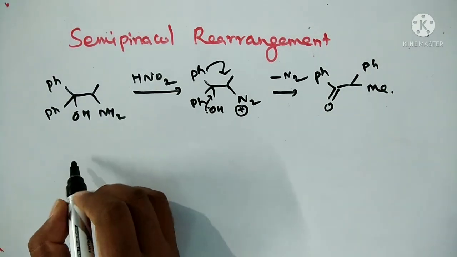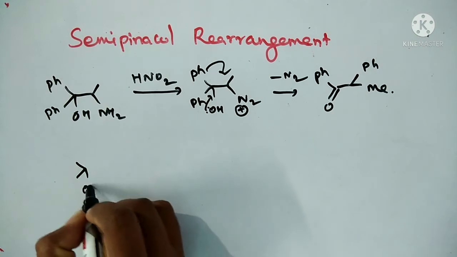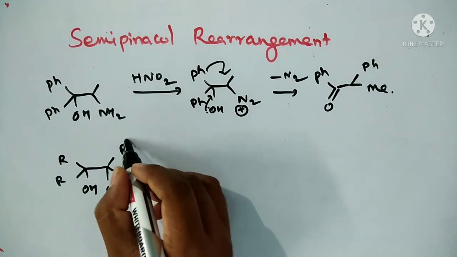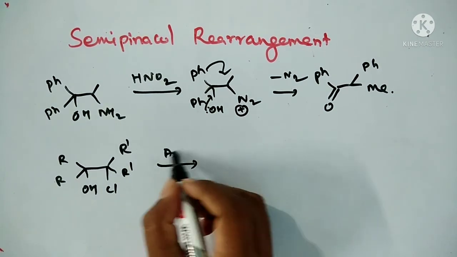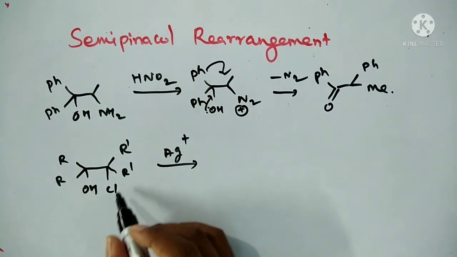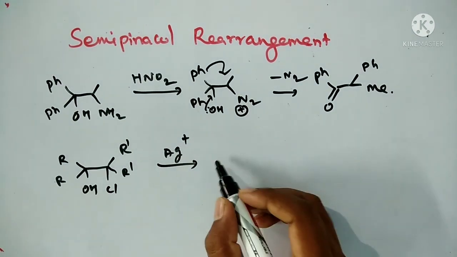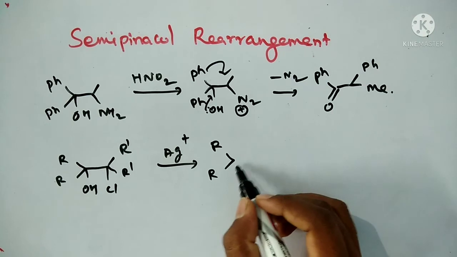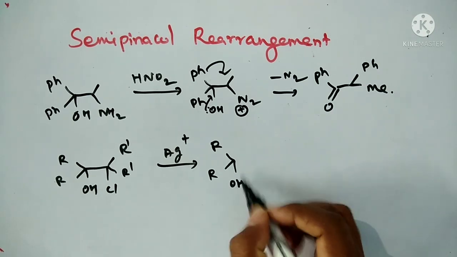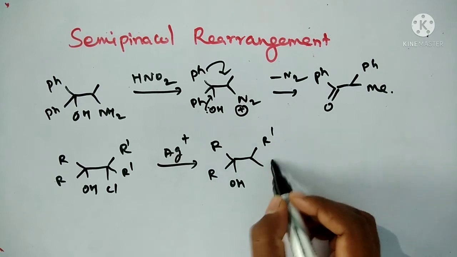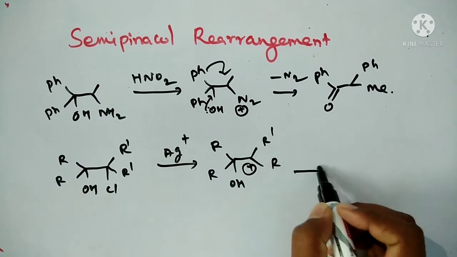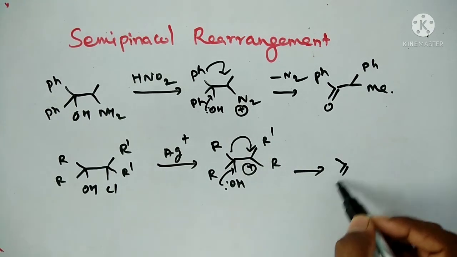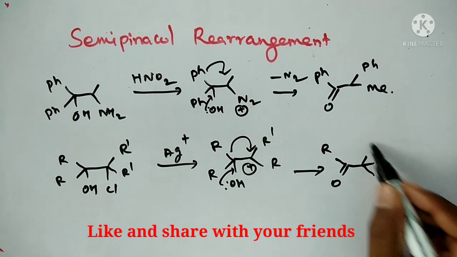Another example is, if you take a halide in the presence of silver ion, what will happen? First of all, you will get a carbocation. The next step is migration of the R group. So what we will get is the ketone product.